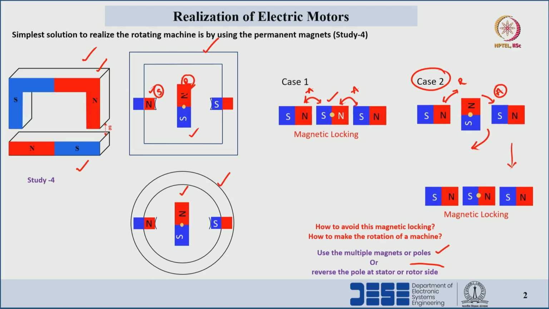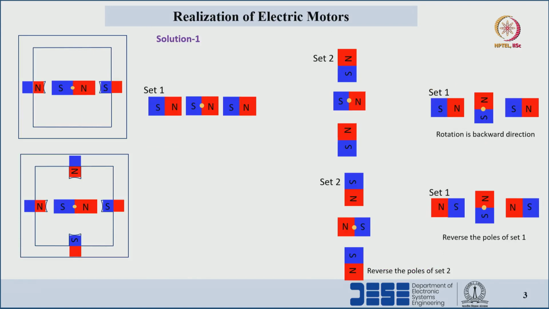First, the solution with respect to multiple magnets, which we will see now. Here I am considering set 1 magnetic pole pair and set 2 magnetic pole pair at the stator side, and on the rotor side only one pole pair is there. Now, assume that we are placing only set 1 magnets. The situation will be in this manner, where opposite poles are in an attraction state and similar poles are in a repulsion state. So, magnetic locking happens in this situation. Consider this case 1. Here magnetic locking has happened.